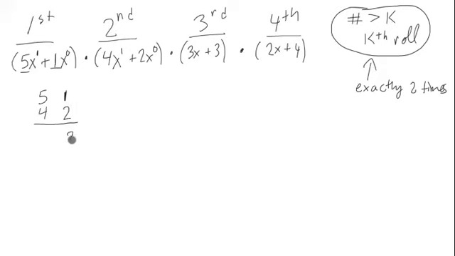2 times 1, 2 times 5. And then when we multiply by a power of x, it shifts all the exponents up 1. So we start writing here, just as we would in the normal algorithm. 4 times 1 is 4. 4 times 5 is 20. We add 2, 14, 20. Now we continue.